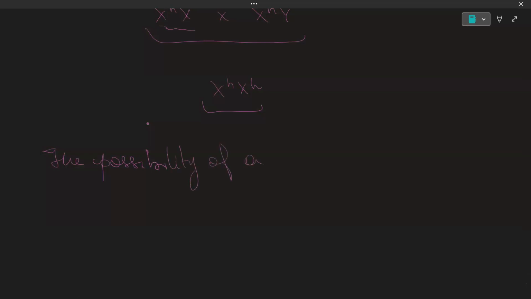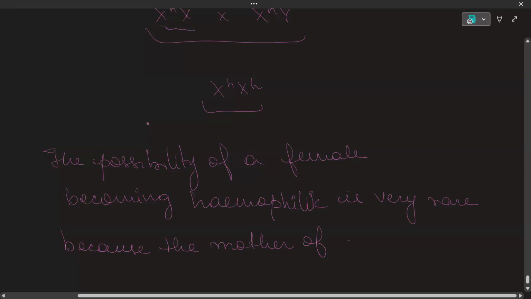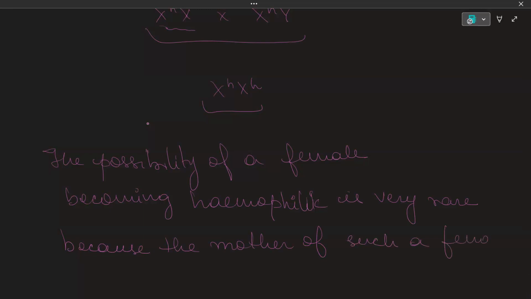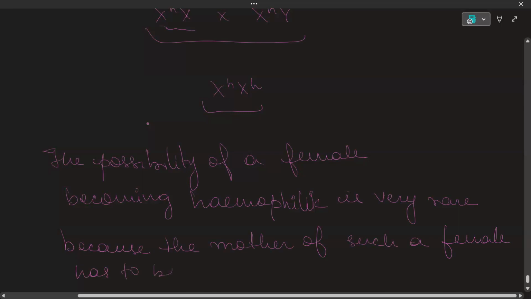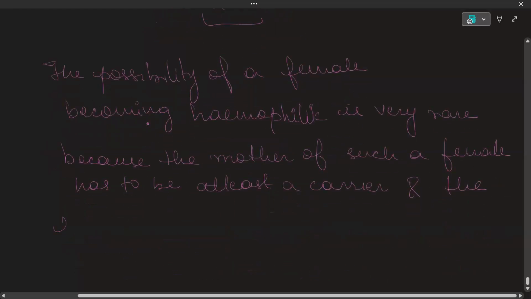So we can write here that the possibility of a female becoming hemophilic is very rare because the mother of such a female has to be at least a carrier and the father should be hemophilic.